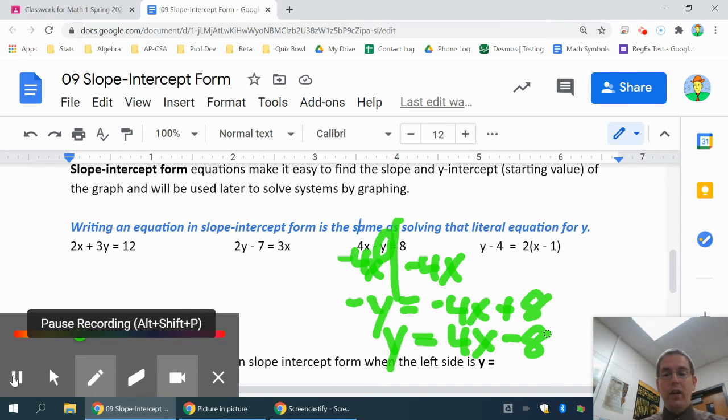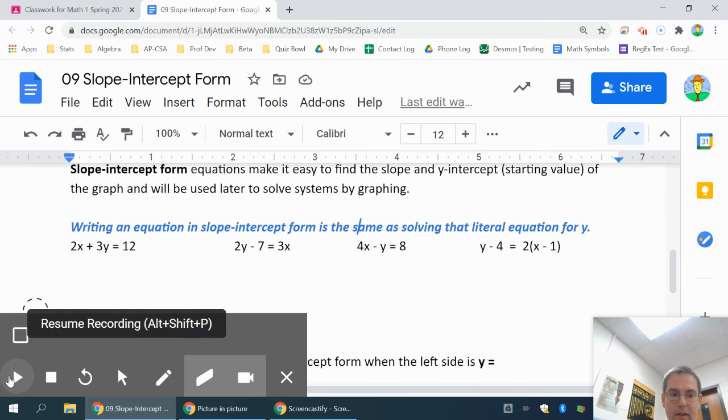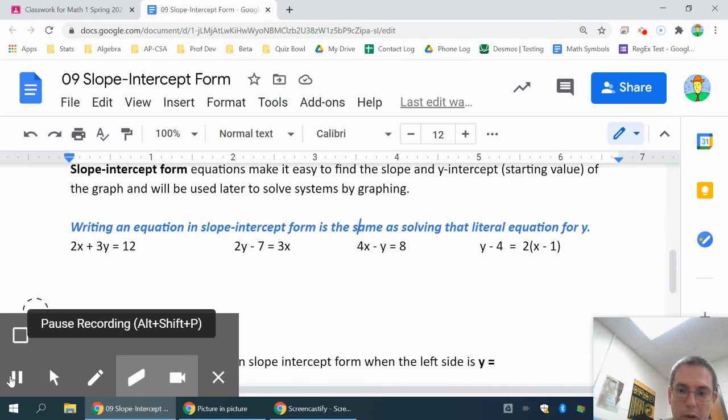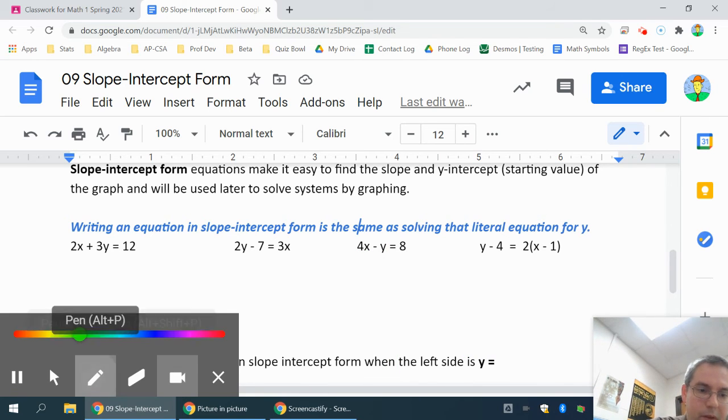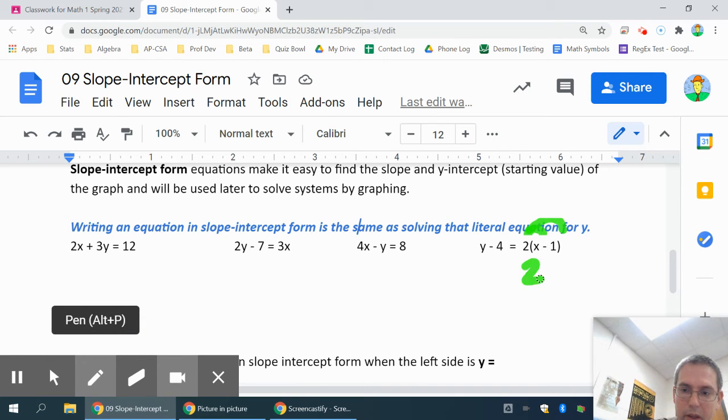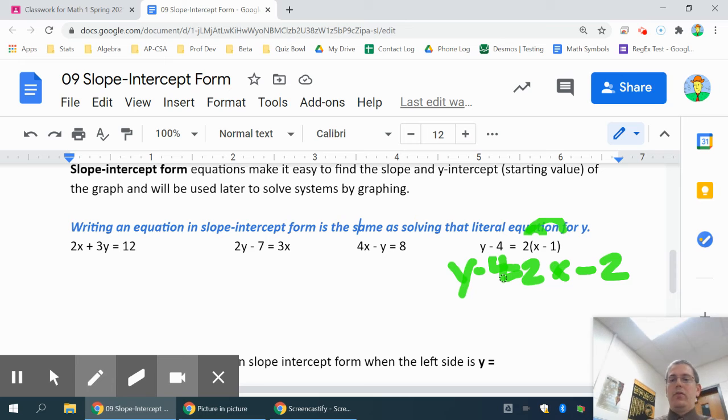Go ahead, pause the video, try the last one. You'll need to distribute that 2 through the parentheses first, and then unpause the video and we'll work through it. Okay, this one here, I need to multiply my 2 through. So I multiply the 2 times the x and the 2 times the 1, so that gives me 2x minus 2, is equal to 4y, or y minus 4, is 2x minus 2. I still need to get y by itself.